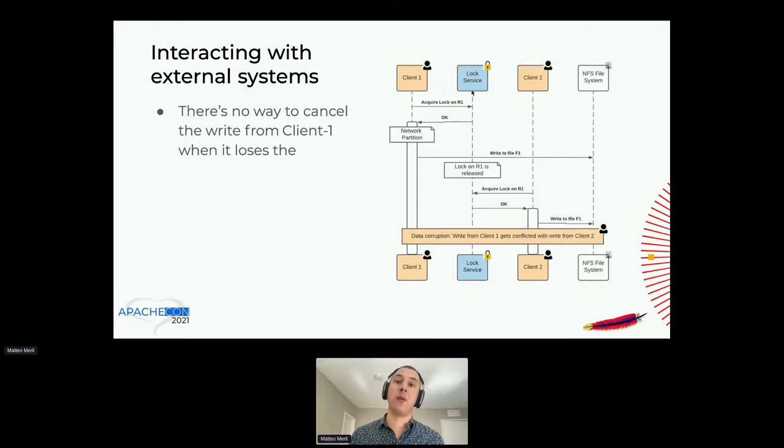the network partition here was with the lock service, and not necessarily with NFS. So client one will initiate a write on a file on the NFS mount. At the same time, the lock service will detect the network partition and release the lock. Client two will get the lock and will write in the same file. So now you can get data corruption there.